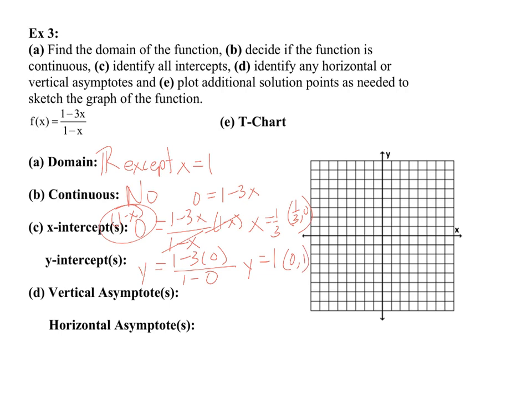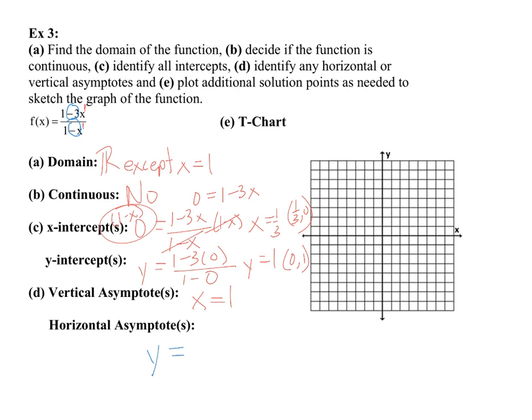All right, now for the vertical asymptote, what's going to happen here? All right, so you set the denominator equal to 0, and we have x equals 1. Vertical asymptote is simple. Now for the horizontal asymptote, we have to look at the degrees. The degree here, the highest, is 1, and on the bottom it's also 1. All right, since the degrees are equal, we take the ratio of the leading coefficients. So -3 over -1.